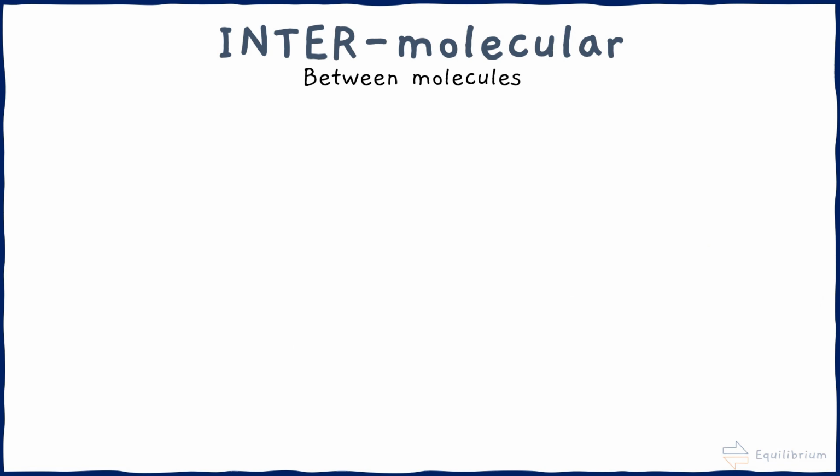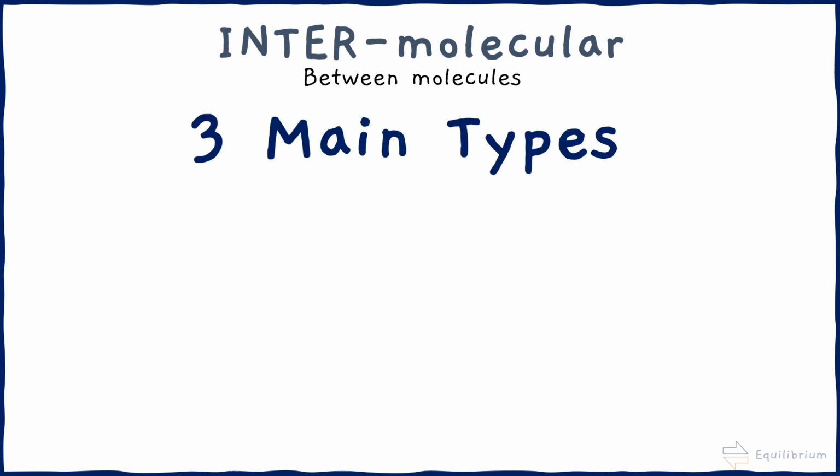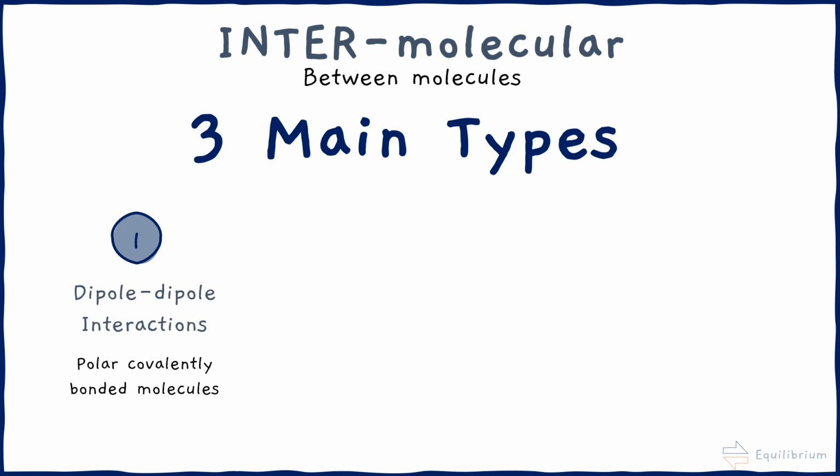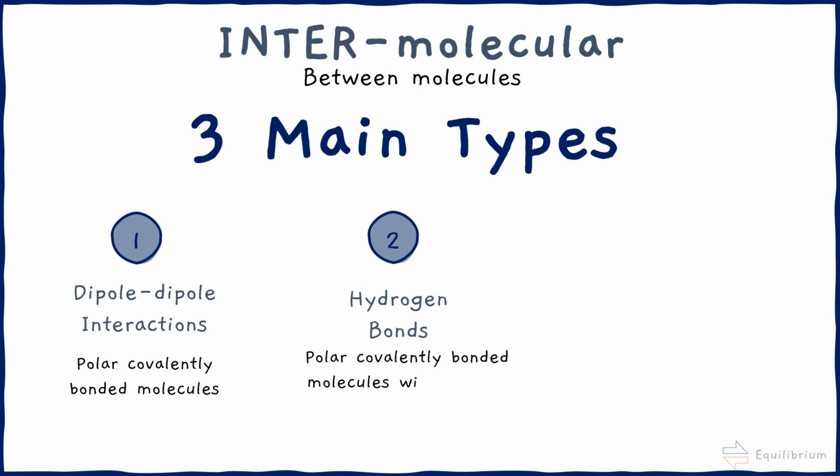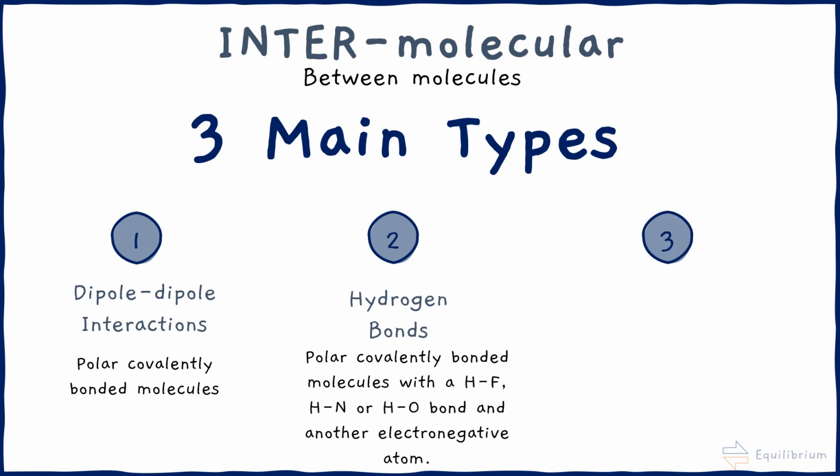So, in summary, there are three types of intermolecular forces. Firstly, dipole-dipole interactions, which are found between polar covalently bonded molecules. Next, hydrogen bonds, which are found in polar covalently bonded molecules with an HF, HN, or HO bond and another electronegative atom. And finally, van der Waals, or London dispersion forces, which are found between any molecules.